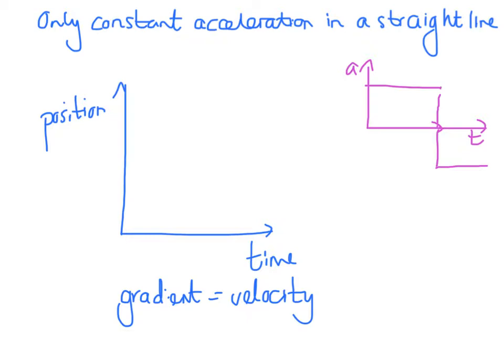So if acceleration is on the y-axis, let's say that's 9,8, the rest of this graph that doesn't exist then, it's always going to be 9,8 constant.